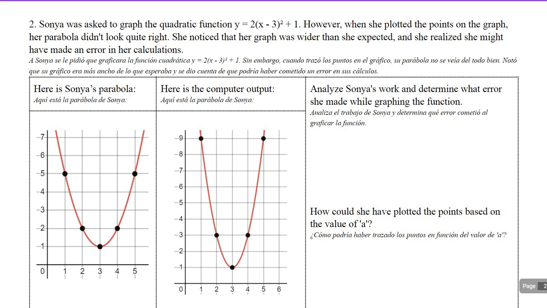I mean, she's got the vertex right. The vertex should be at (3, 1). And then she's using that same step pattern, over 1, up 1, over 1, up 3, etc. But for some reason the computer gave this graph, and it does look more narrow. I agree.